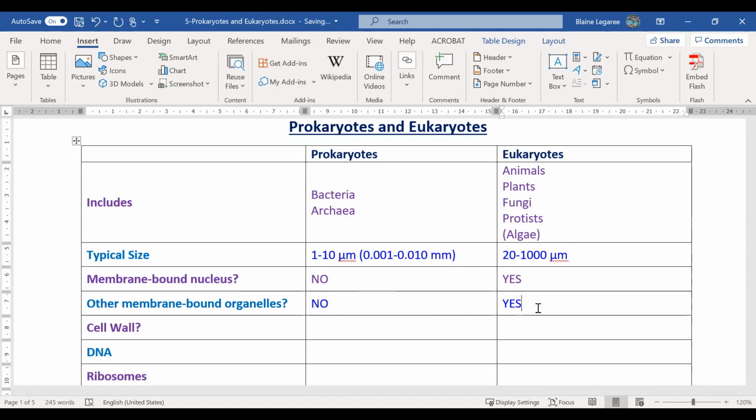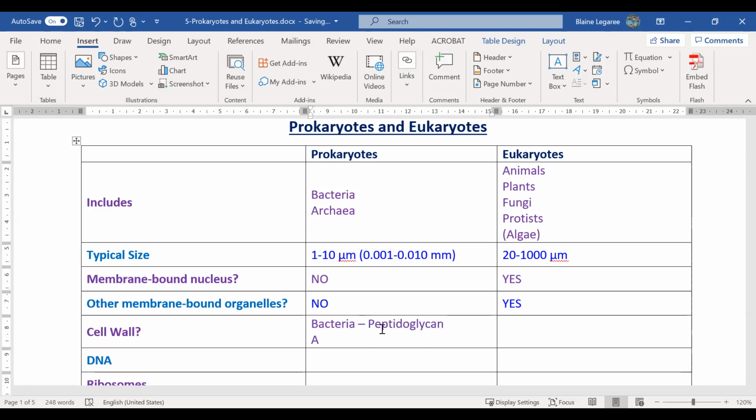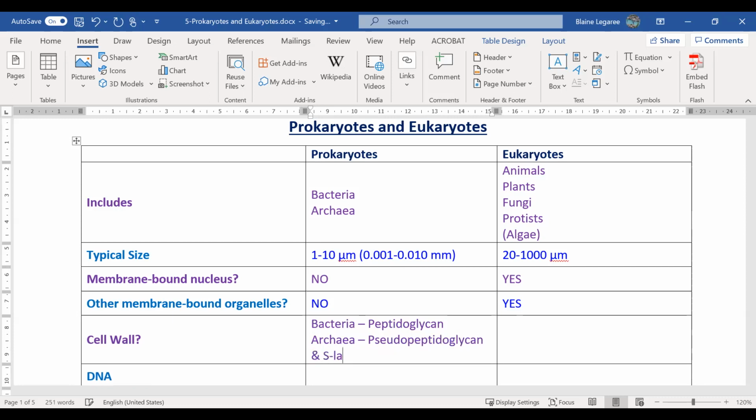Cell walls. We just talked about cell walls, so we can fill this in very easily. So remember that bacteria have peptidoglycan as their cell wall. Our archaea, so they have sometimes pseudopeptidoglycan. And some of them have something called S layers.